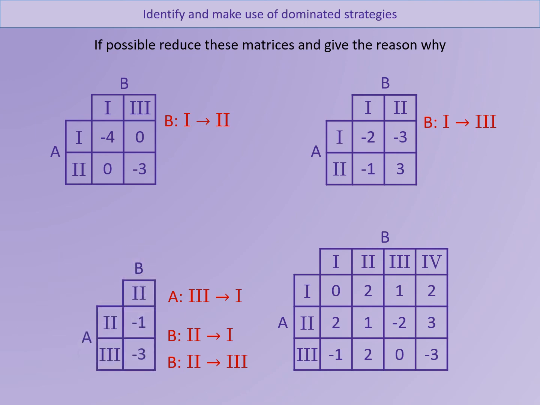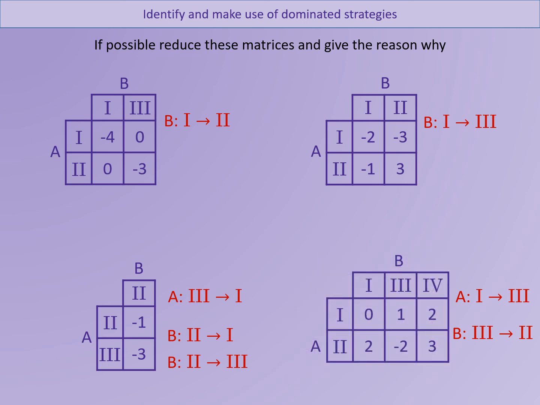And then finally, for the fourth game, we can see that for player A, strategy 1 dominates strategy 3. And for B, strategy 3 dominates strategy 2, reducing the matrix to this one here.